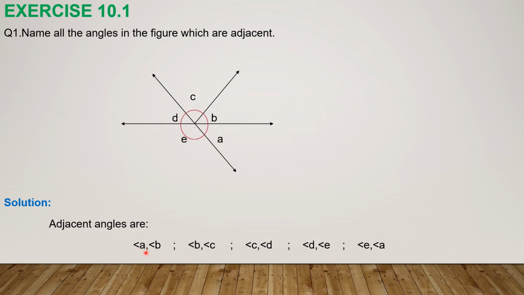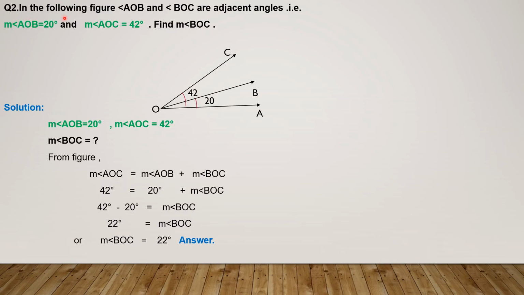This is the symbol of angle AB. This is the first pair of adjacent angles. This is second. This is third. This is fourth. And this is fifth. That's it. Question number 2 is, in the following figure, angle AOB and angle BOC are adjacent angles.